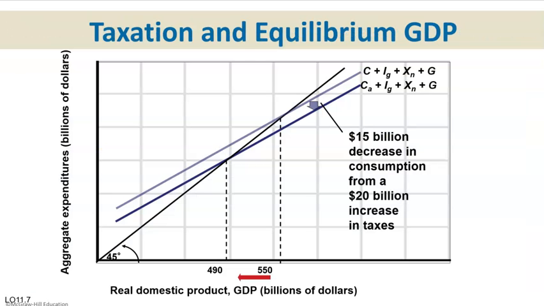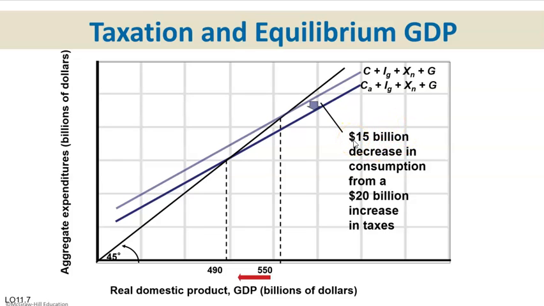Now let's see what it looks like on the graph. So we have our aggregate expenditures, our original here. They are increasing taxes by 20 billion. That causes consumption to fall and aggregate expenditures to fall by 15 billion.